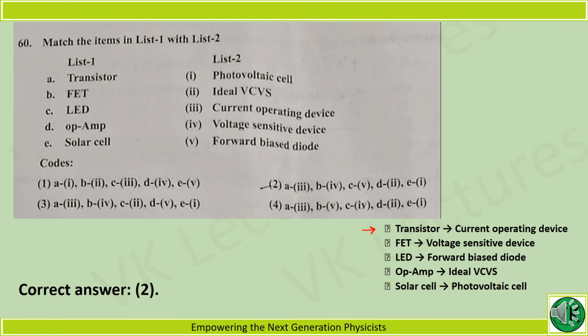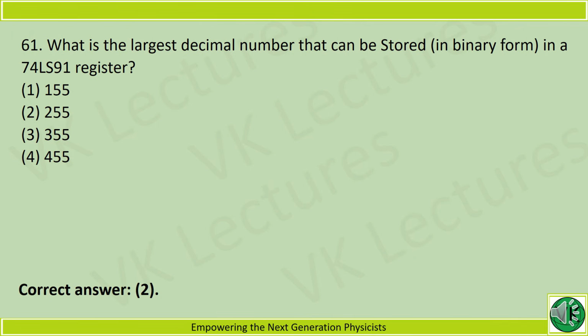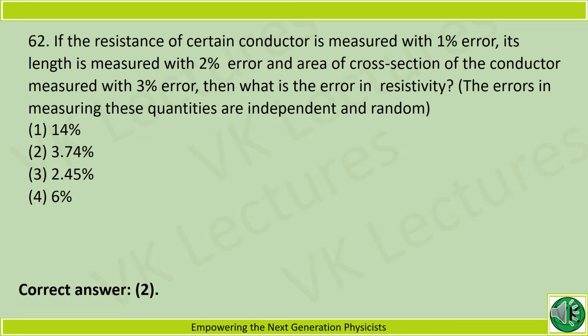Here is a hint given here. So option 2 is the. What is the largest decimal number that can be stored in a 74LS91 register? The answer is option 2, 255.